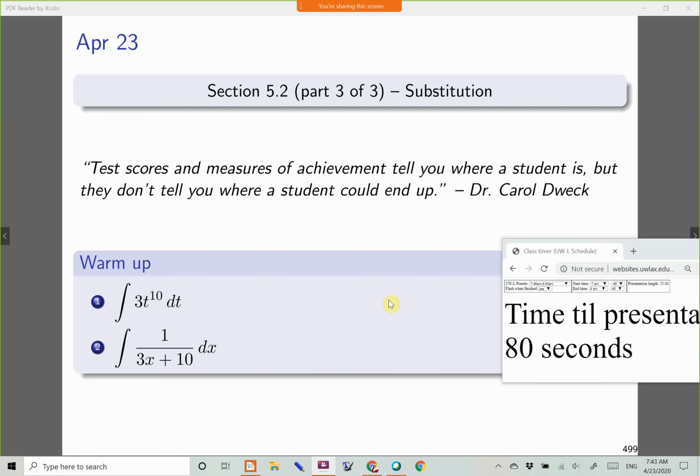Alrighties, good morning. This is just a quick volume check for the start of the recording, and we'll get started in 75 seconds.